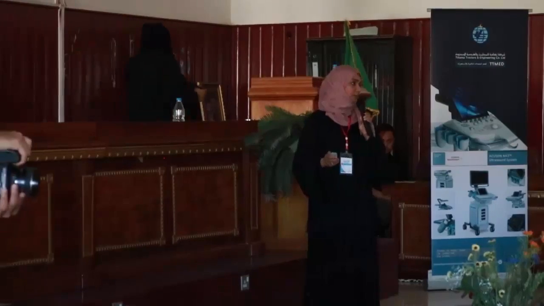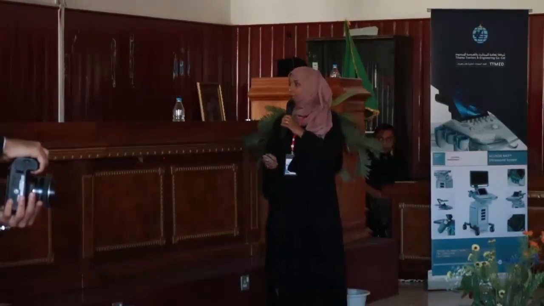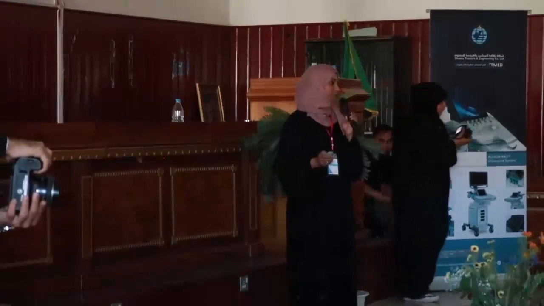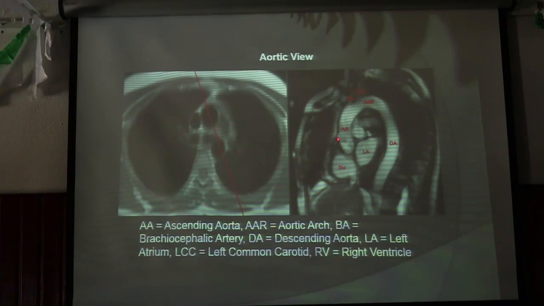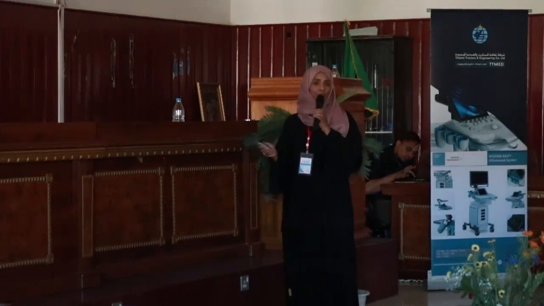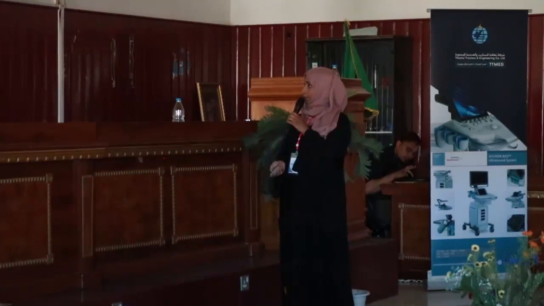There are certain axes used for evaluation of the great vessels, and this is called the aortic views. And this is very nice. We can see the aorta, the ascending aorta, the branches of the aorta, the descending aorta, and also the heart.